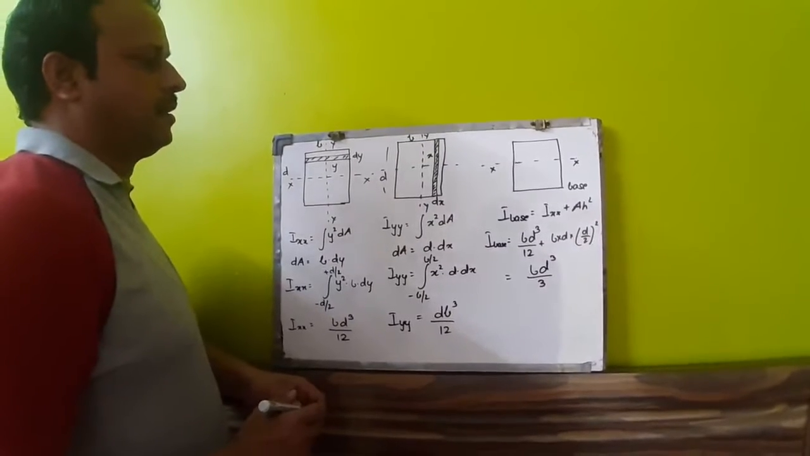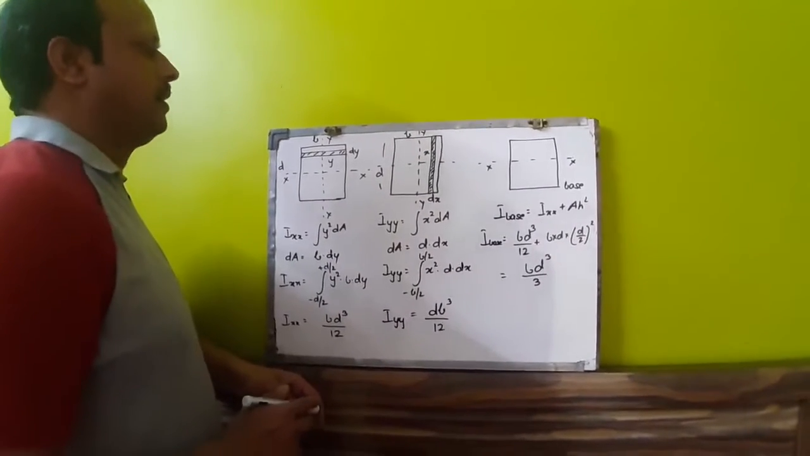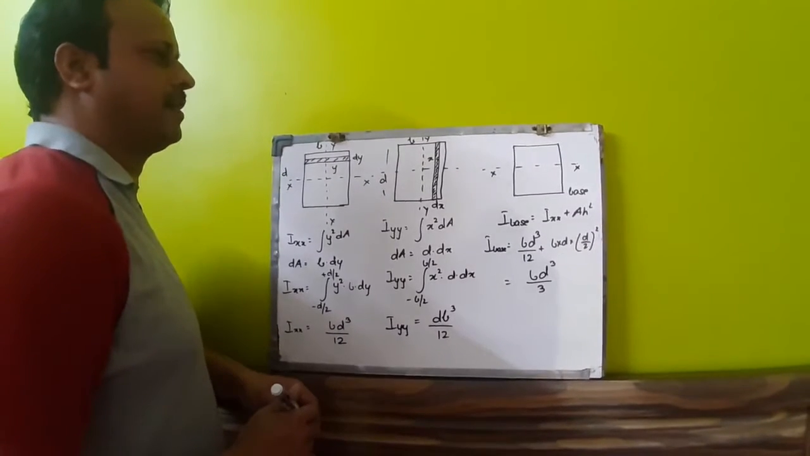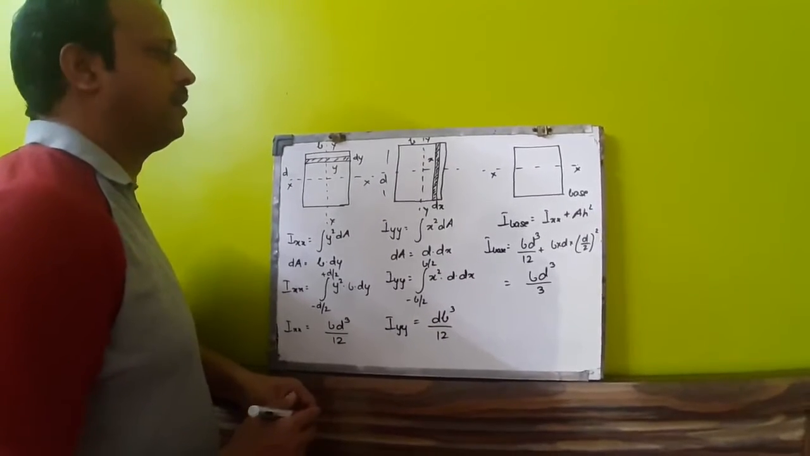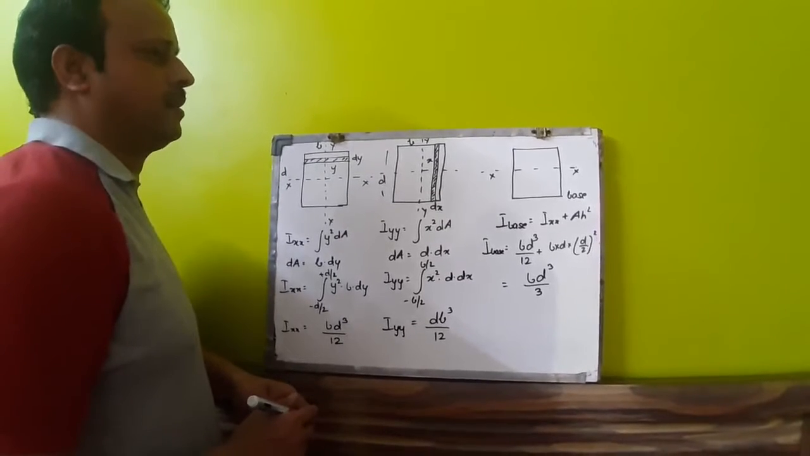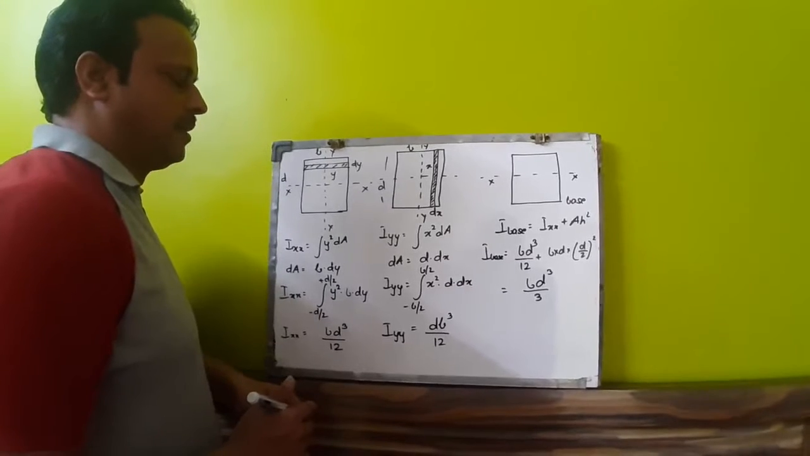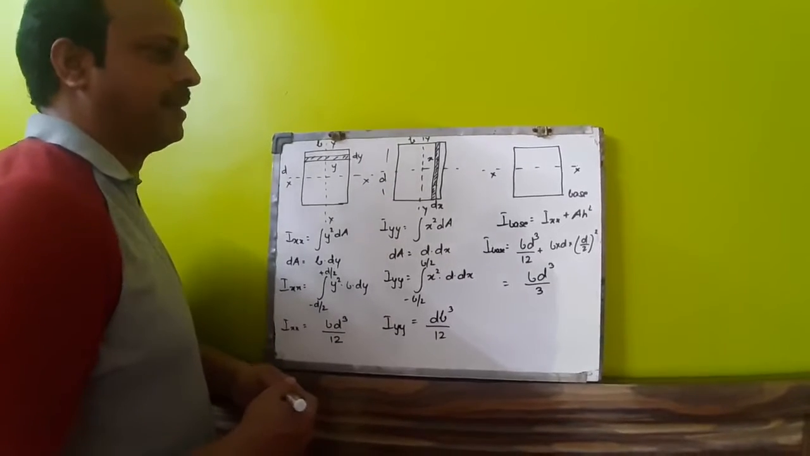Now let us see, or we can derive the second moment of area of some standard entities, like we had derived the centroid, or the location of centroid, of some standard entities. So likewise we will be deriving the second moment of area of some standard entities.